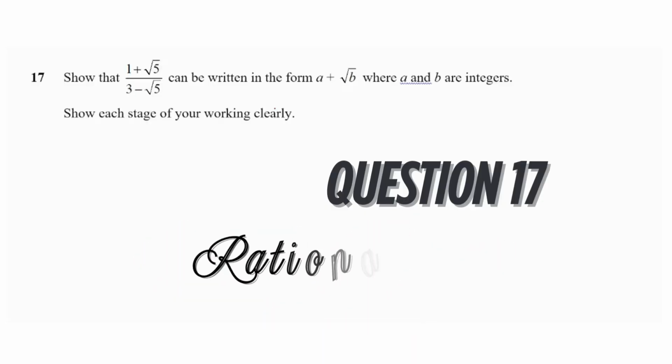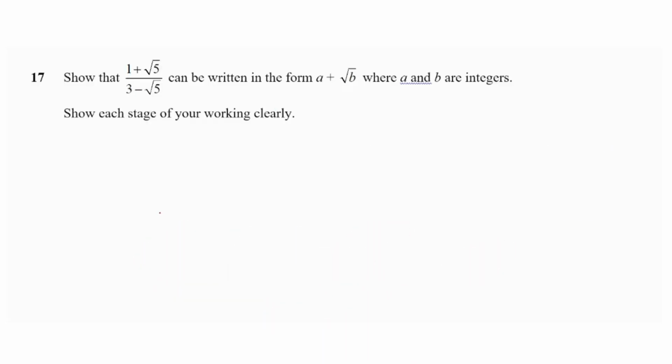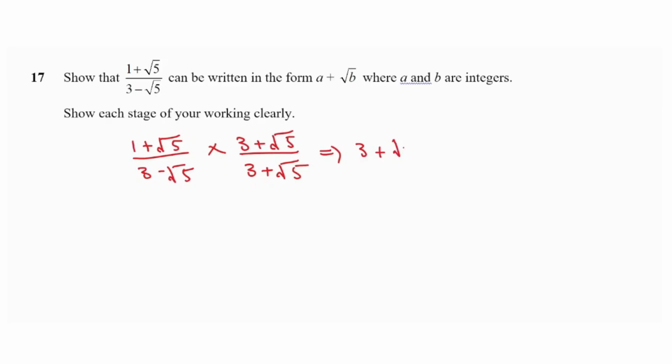This says, show that this can be written in this form, where a and b are integers. Show each stage of your working clearly. So we have 1 plus root 5 over 3 minus root 5. So we're going to rationalize this one, 3 plus root 5 over 3 plus root 5. Now we're going to expand the bracket. So 1 times 3 is 3, 1 times root 5 is root 5, and 3 times root 5 is 3 root 5, and root 5 times root 5 is just 5, and then on the bottom 3 squared minus root 5 squared, the difference of 2 squares.